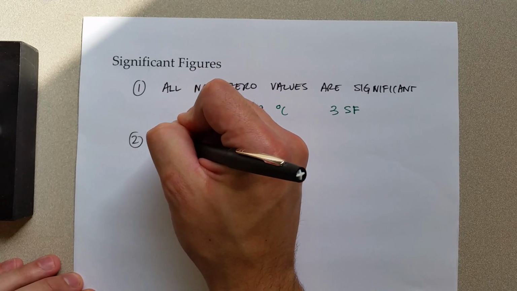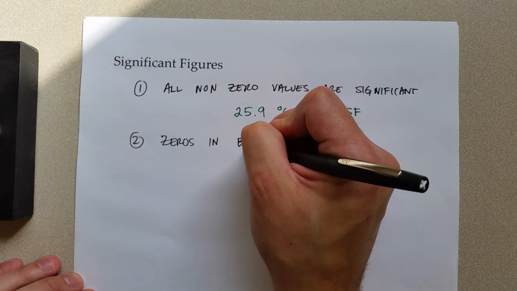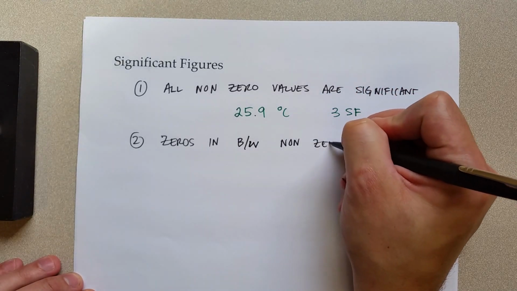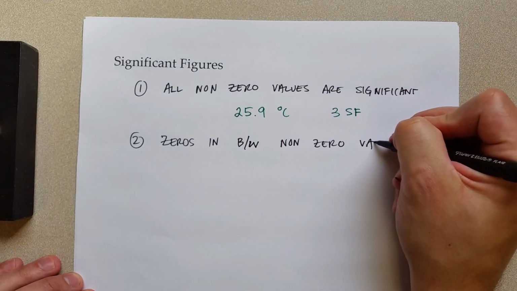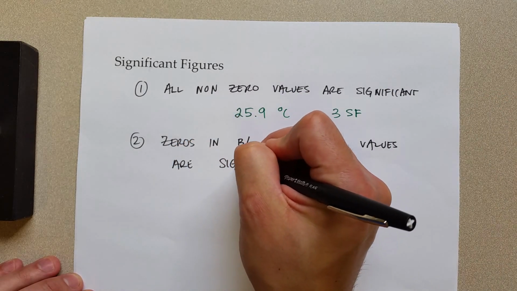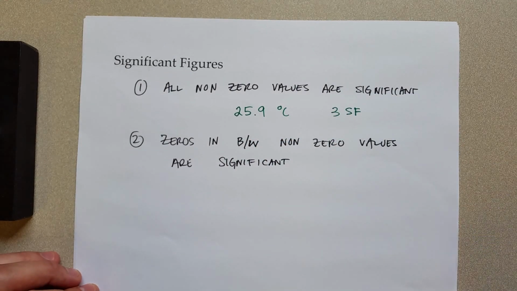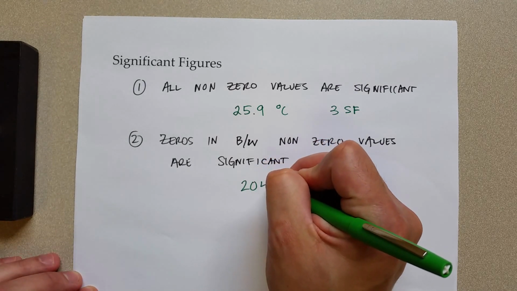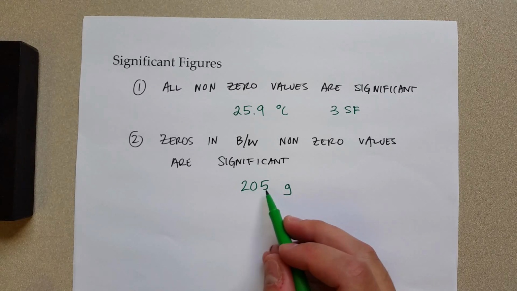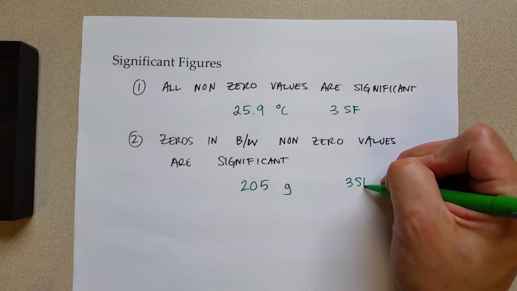Zeros in between non-zero values are significant as well. If we measured the mass of an object at 205 grams, that zero is in between two non-zero values, so therefore it's significant. So we also have three significant figures in this value.